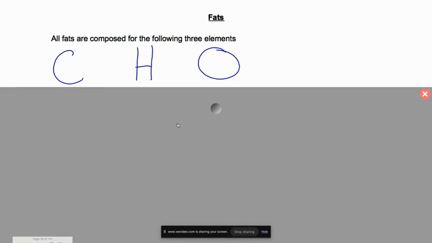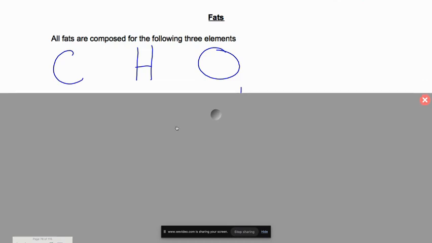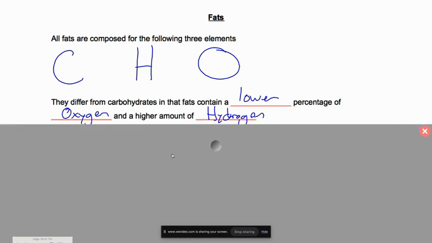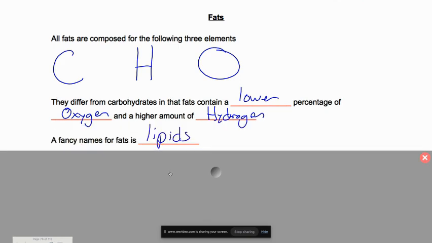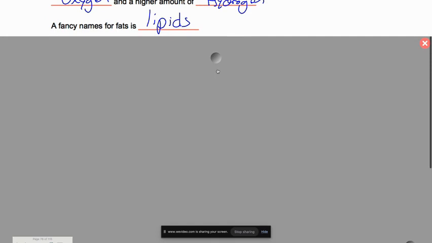All right. So fats are composed of three main elements: carbon, hydrogen, and oxygen. And you can just write the symbols. Okay. Very similar to carbohydrates, but we're going to talk about how they differ. They differ from carbohydrates in that fats contain a lower percentage of oxygen and a higher amount of hydrogen. Okay. And another term that is often thrown around for fats is lipids. So if you hear lipids, think fats. Just like carbohydrates, there's carbon, hydrogen, and oxygen.